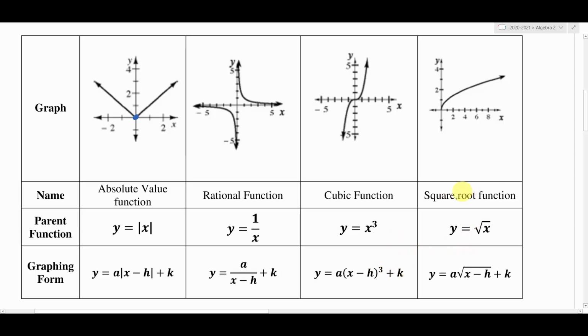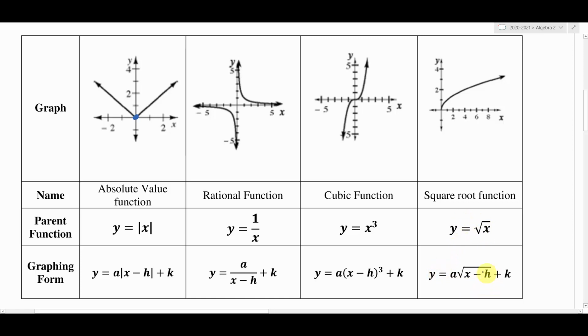Okay. This last one is a square root function. It looks like half of a parabola on its side, right? So it's got this curve that goes up and then flattens out a little bit as it goes off towards infinity over here. And its most basic form is y equals the square root of x. So before we do anything to it, this is what the parent function looks like.